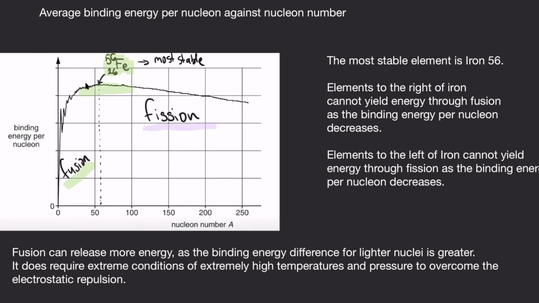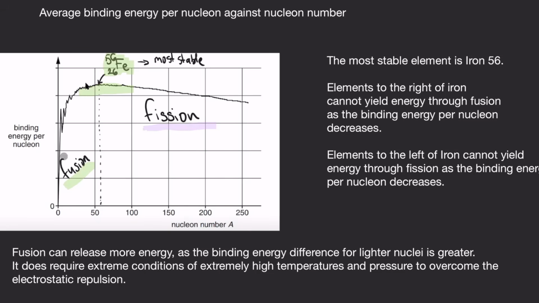And this is clearly shown in this very important graph, which showcases the average binding energy per nucleon against nucleon number. Notice how the peak of the graph is at iron 56, which is the most stable element, the one with the highest average binding energy per nucleon. Elements to the right cannot yield energy through fusion because the binding energy per nucleon decreases. So therefore, this region over here is the fission region. Elements to the left cannot yield energy through fission as the binding energy per nucleon also decreases.